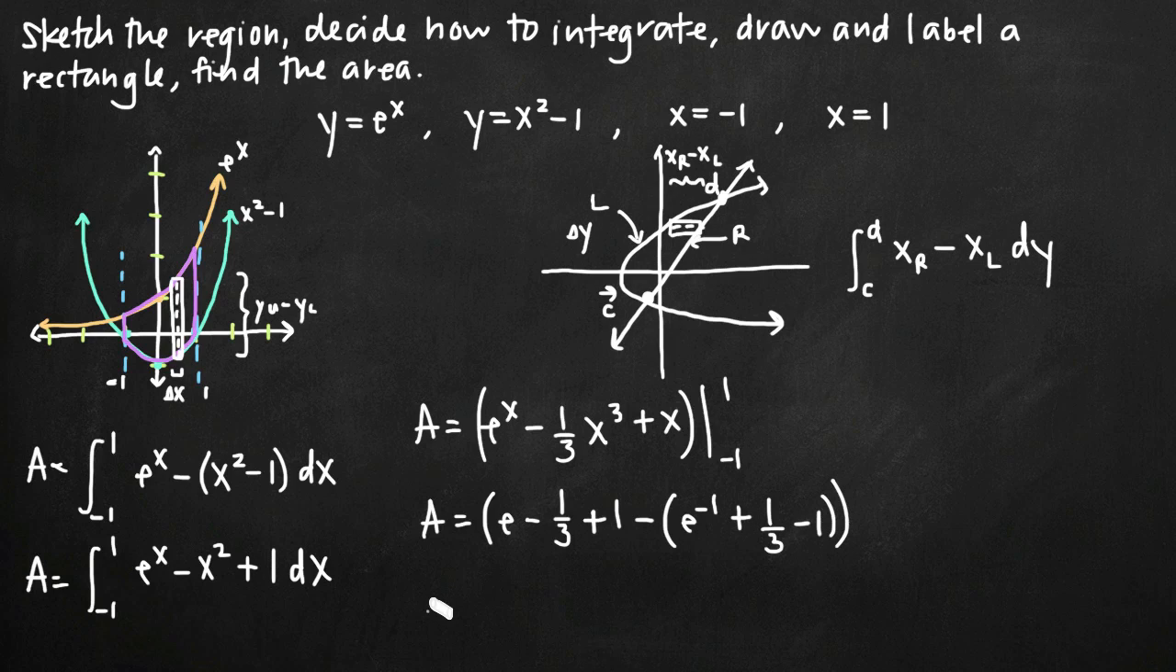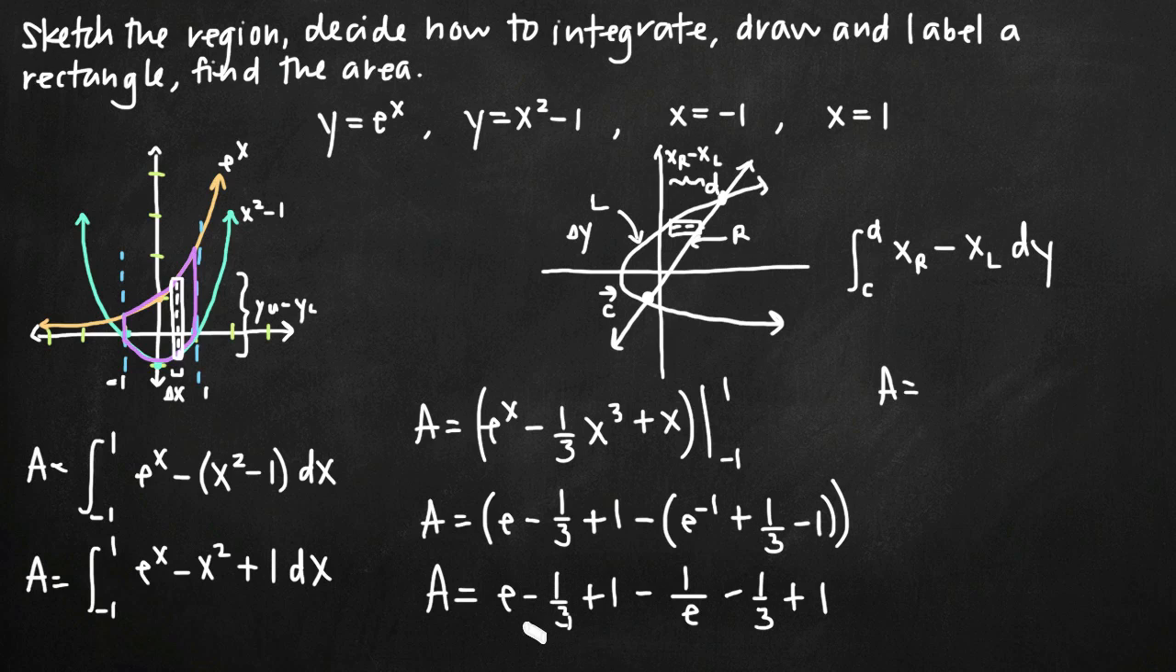And now we can just simplify. So let's distribute our negative signs. We'll get e minus 1/3 plus 1. Then we'll get minus e to the -1, which is -1/e. We can move this e to the -1 to the denominator, and it becomes e to the +1. The sign on the exponent flips, so we get -1/e, minus 1/3 and minus a negative 1 is plus 1.